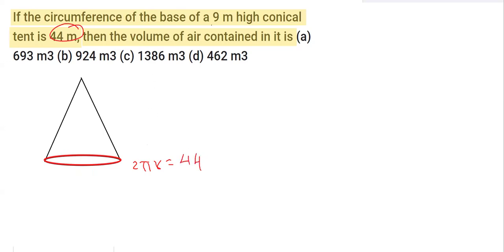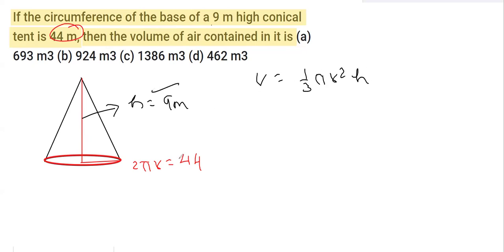Further, we also know the height of the cone. This is the height of the cone, and it is mentioned here as 9 meters. So I can say that h is equal to 9 meter. And what we have to find out is the volume. As you must be knowing, the volume of a cone is 1 by 3 pi r square h. So we already know the height, and we are going to get the radius from here.